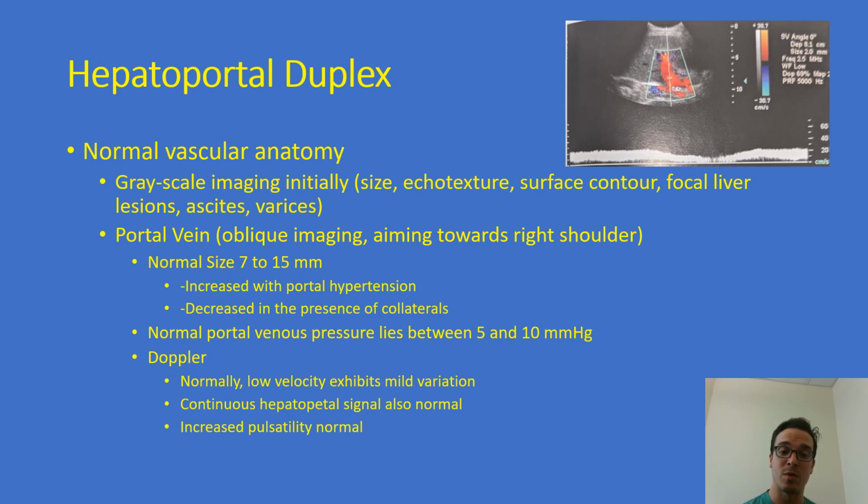In regards to the Doppler waveform, normally for the portal vein it is a low velocity with mild variation, as seen in the upper right-hand corner of the screen. Continuous hepatopetal signal is also normal, and increased pulsatility is also normal.